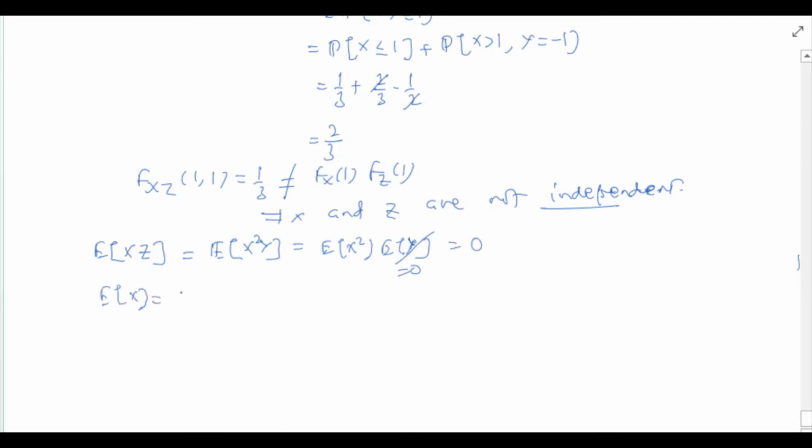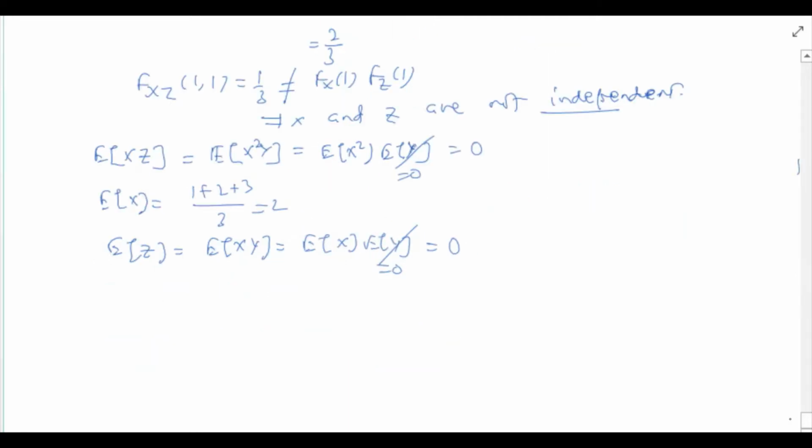Expectation of x alone is (1 plus 2 plus 3) by 3, that is 2. Expectation of z alone will be expectation of xy, which will again be expectation of x times expectation of y. This being 0, expectation of z also is 0.